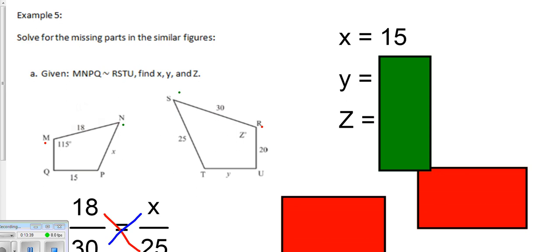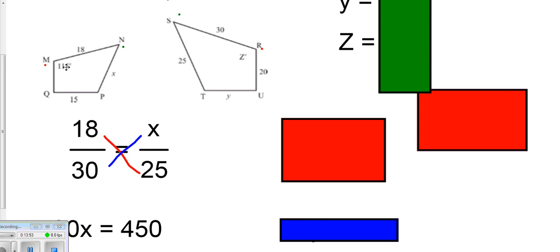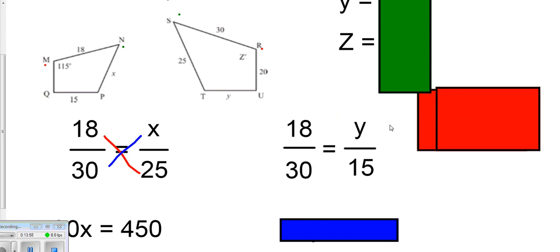Same thing, we need to find this side length y. Y matches up with 15 over here. Again, we also still know that 18 matches up with 30. We'll do the lengths of the smaller figure on top, lengths of the bigger figure on bottom when we make our proportion. 18 over 30 equals y over 15. Oops, these are actually backwards. Good thing we caught that.